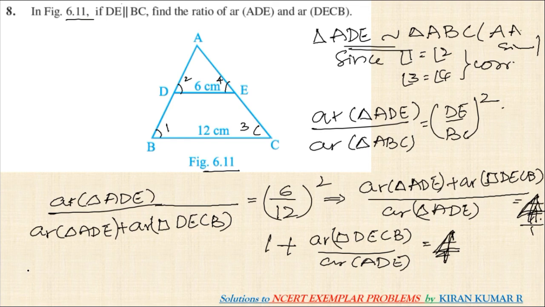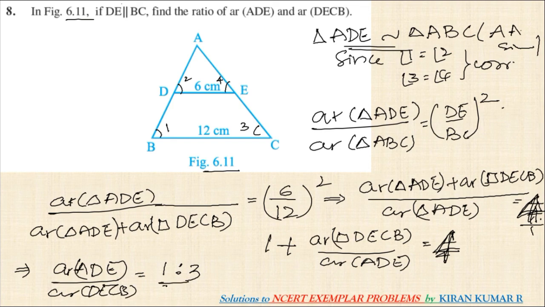So now if you do the area of ADE upon the area of DECB, we will be getting 1:3, because 1 is transposed to this side, it becomes 3. The ratio becomes 1:3. With this, we will end today's session.